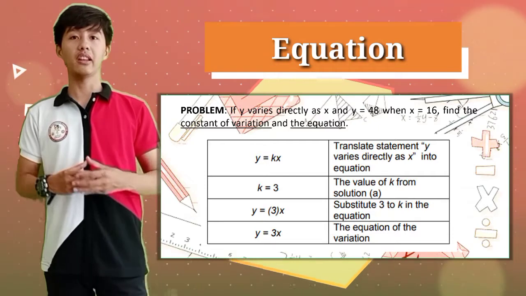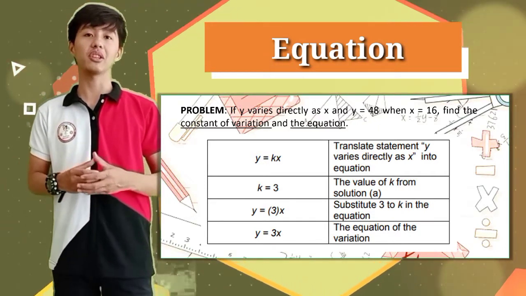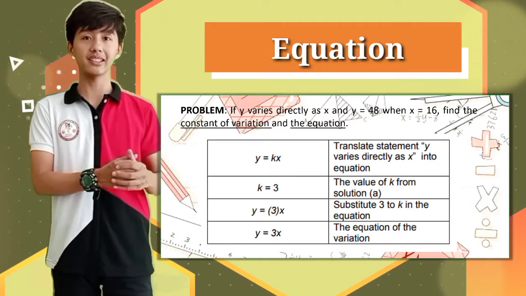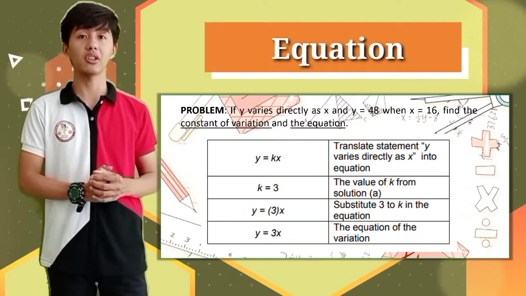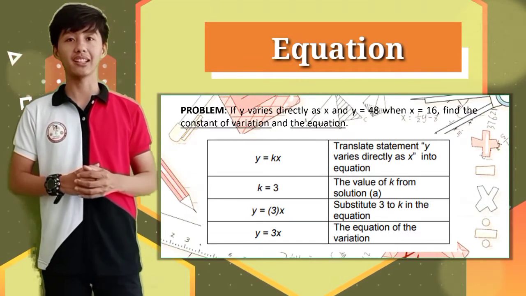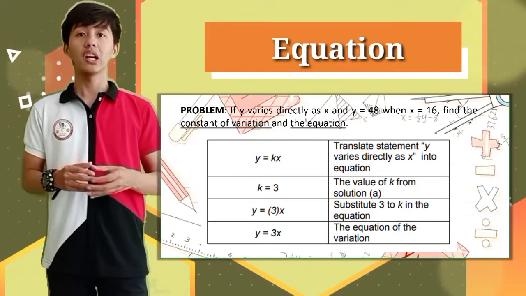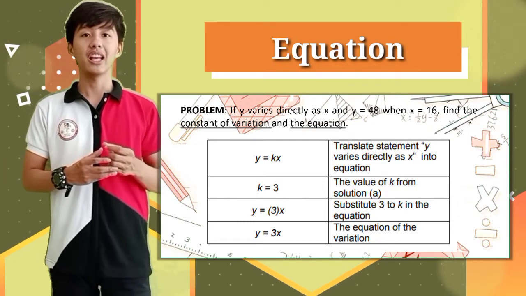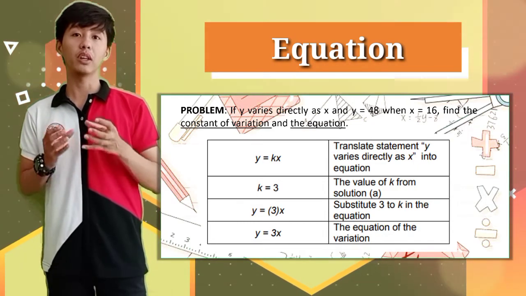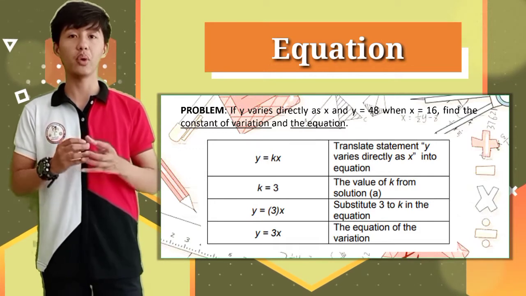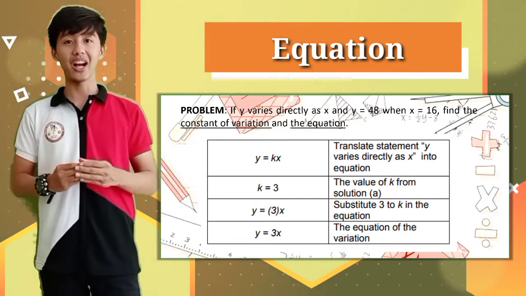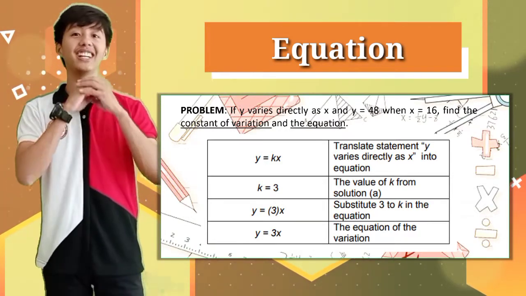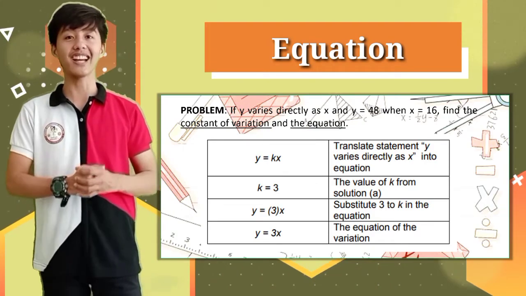Now, let's find the equation. How do you find this equation? Still, we need to translate our given statement, y varies directly as x, into its equivalent mathematical equation. So we have y is equal to kx. The next thing we need to do is to substitute the constant of variation that we got from the first step into the given formula, y is equal to kx. So we have y is equal to 3x. That is now our equation. As simple as that.